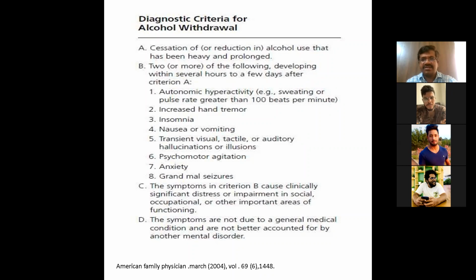These are all the things again repeating. I will not go into detail on this; you can just go and read about this criteria. And also the C part, what all the criteria symptoms are seen, and B is clinically significant distress and even impairment in social and occupational areas. It's affecting their social life and occupational life, and also if it is caused by any general medical condition, then it also counts.